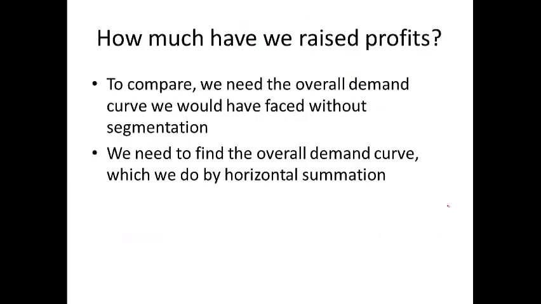The question we want to ask is how much have we raised profits? And to compare that, we need to figure out what it would have meant to sell into this group if they hadn't been segmentable, if it had just been one group. So what that means is we need the overall demand curve that we would have faced if we were unable to segment. So for this, we need to horizontally sum the segment demand curves.